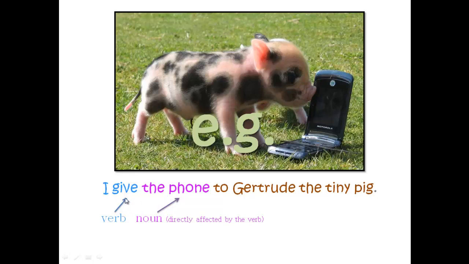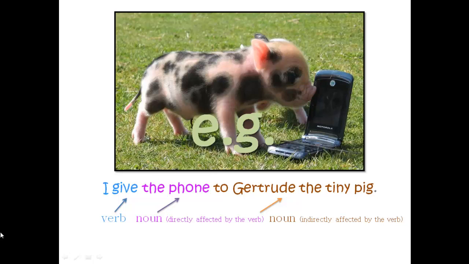So what is being directly affected by the giving? The phone is. I know you're thinking you're giving the phone to Gertrude, so Gertrude's directly affected. Gertrude is a noun, but Gertrude is indirectly affected by the verb, because it's not I give Gertrude to the phone, it's I give the phone, directly affected by the verb, to Gertrude. So Gertrude is still affected by the verb. It's not that she's not affected by the verb, but it's just not direct.